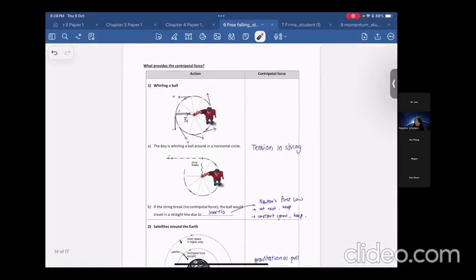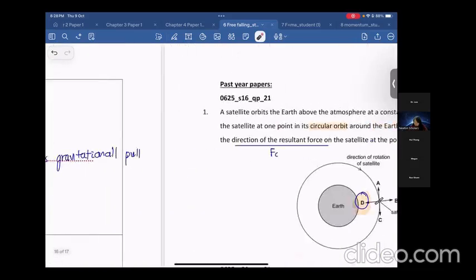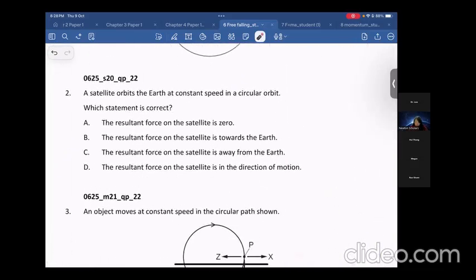If the string breaks, there is no more centripetal force. Where is the ball going? It will continue in the direction of V. Why? You look at the direction of the motion in this circular motion. It goes in this direction, V. Okay, so we go to the next question.